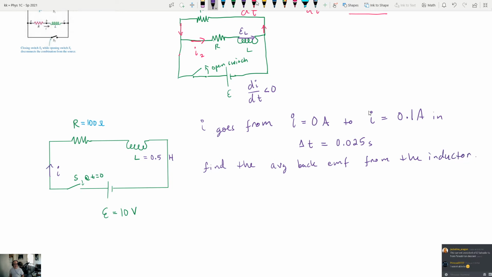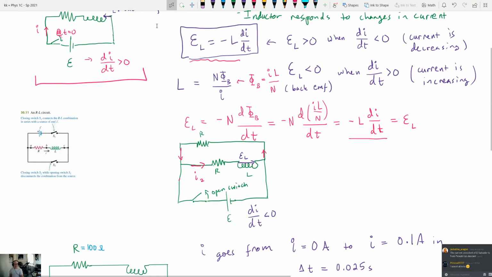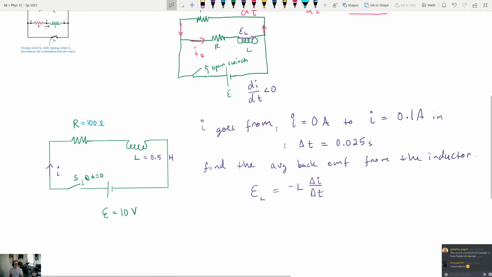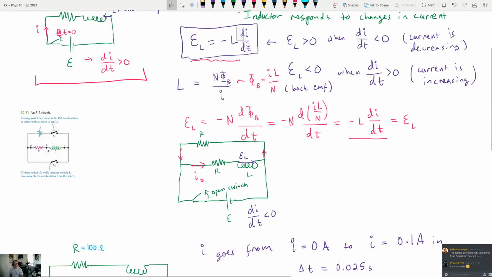Okay, so to do this, and I'm pretty sure you're going to have problems that show up like this on your homework too, what we're going to use is that the EMF of the inductor is going to be equal to negative L, and we're just going to use delta I over delta T here. This is how this would be taught in like Physics 2B, but I often find that when I give you an equation that has some calculus in it, like this one, people forget that this D can also be a delta.